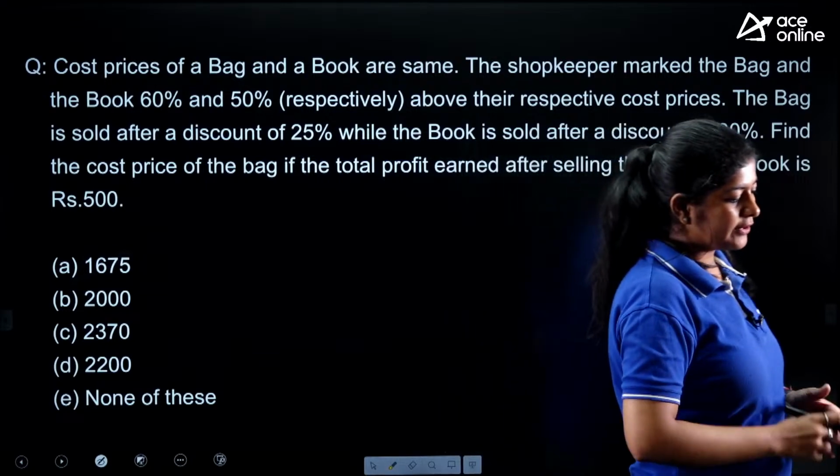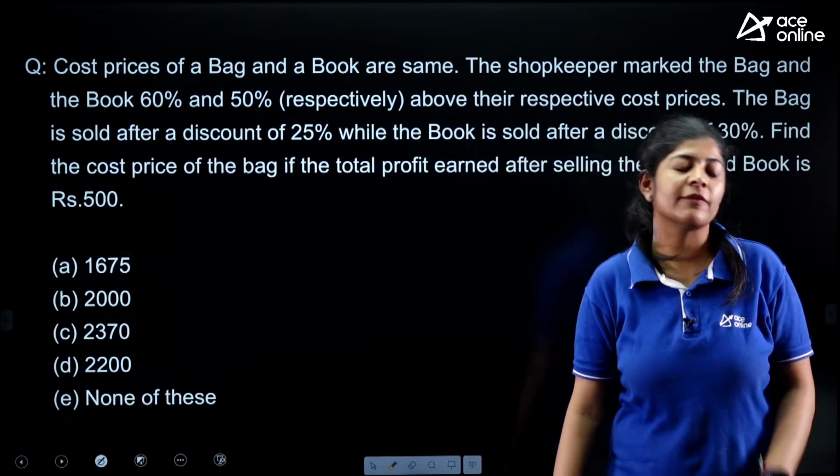What we need to do? We need to find out the cost price of the items.